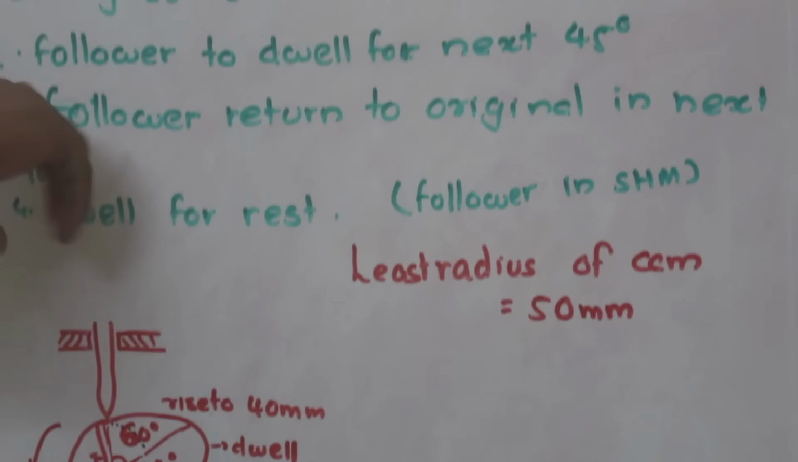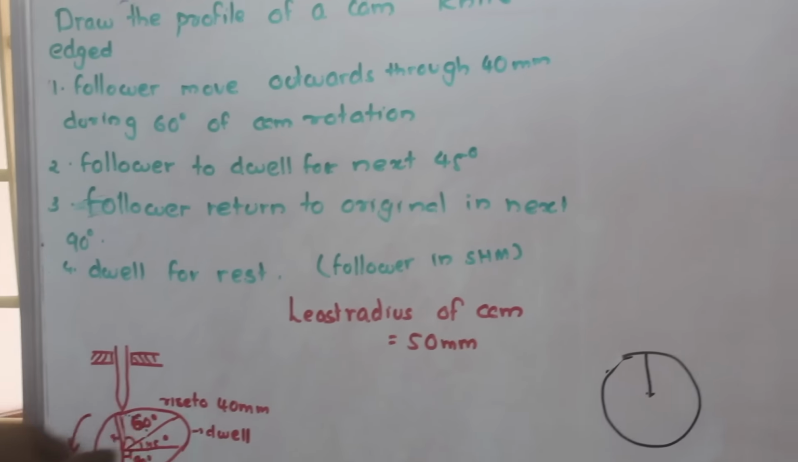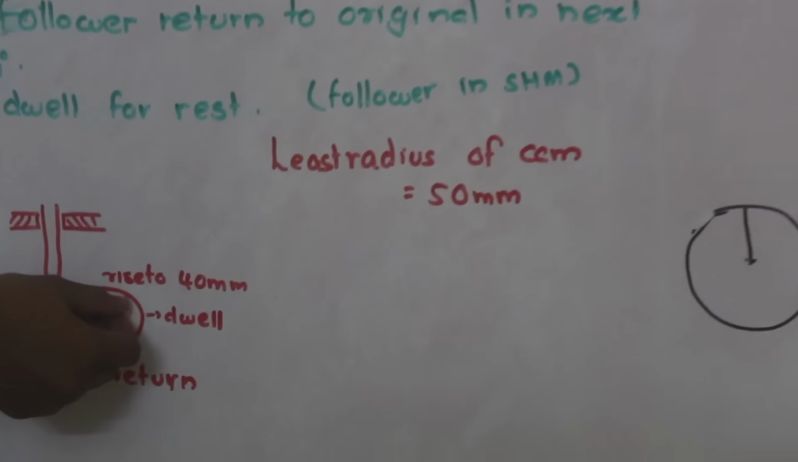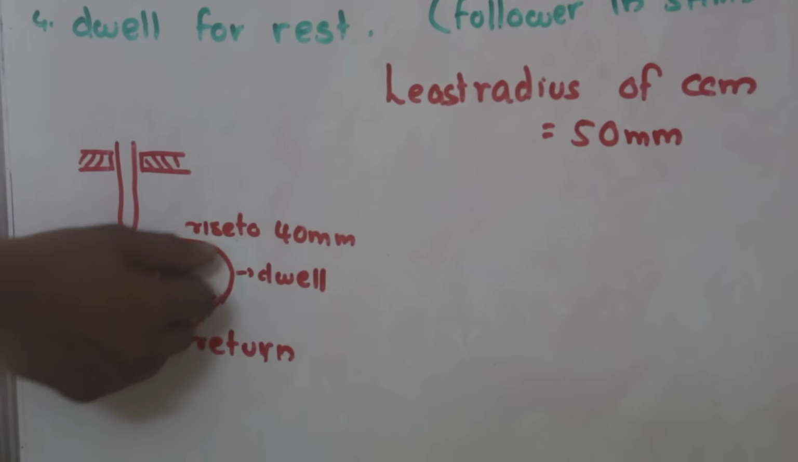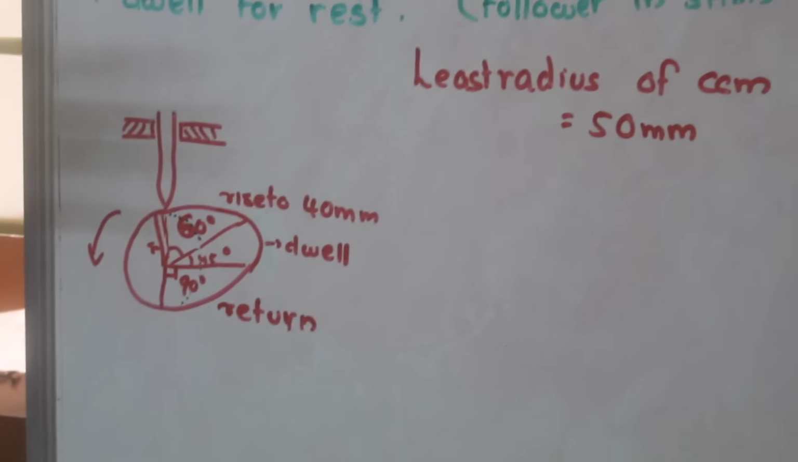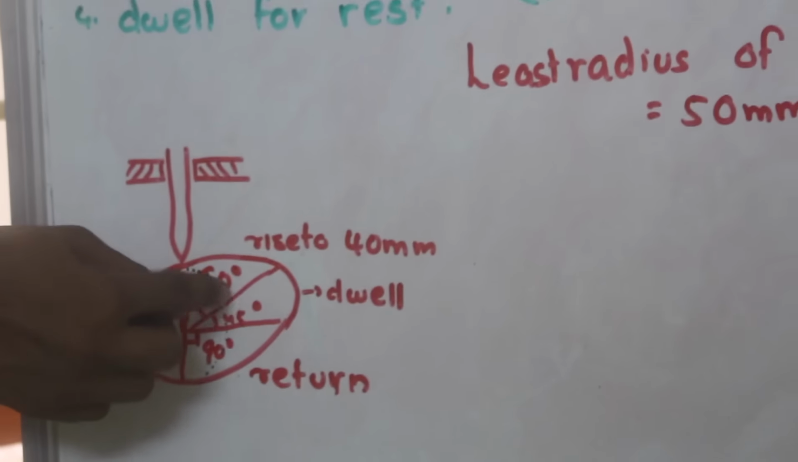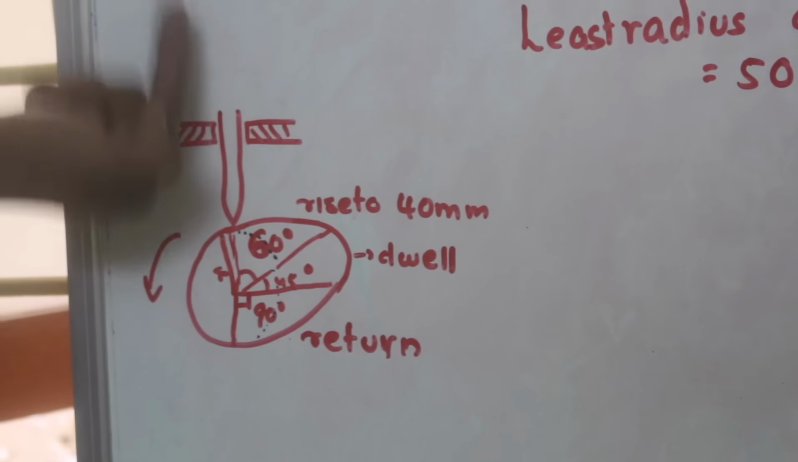Then after that, the follower is to dwell for the next 45 degree. After this 60 degree, after this point, for an angle of 45 degree, the follower will remain in the same position. That is, it will be at a distance of 40 mm for the next 45 degree. That is, for this much period of rotation, the follower will remain pressed.